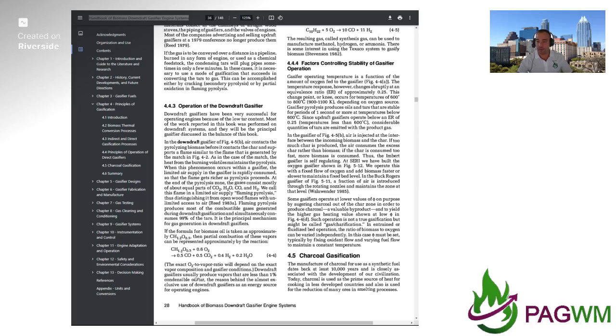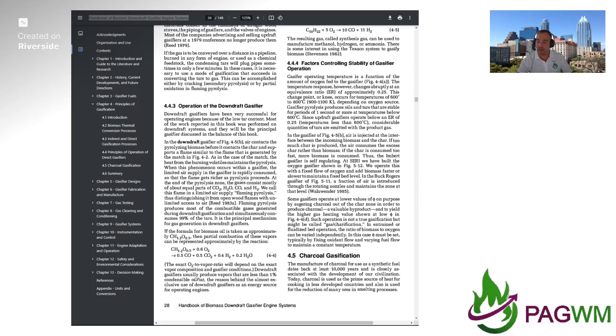In the gasifier above, air is injected at the interface between the incoming biomass and the char. If too much char is produced, the air consumes the excess char rather than biomass. If the char is consumed too fast, more biomass is consumed. Thus, the invert gasifier is self-regulating.